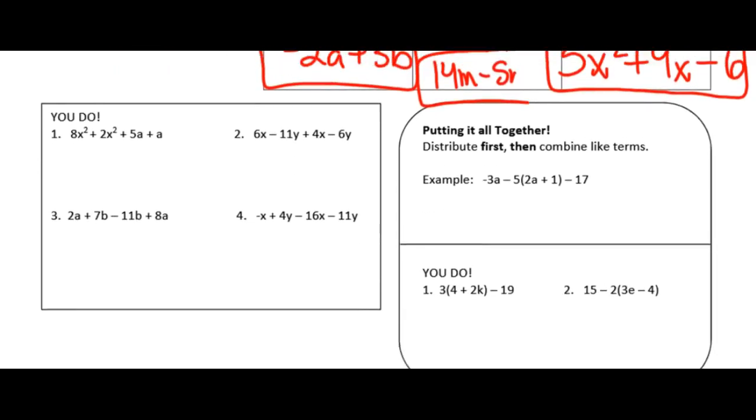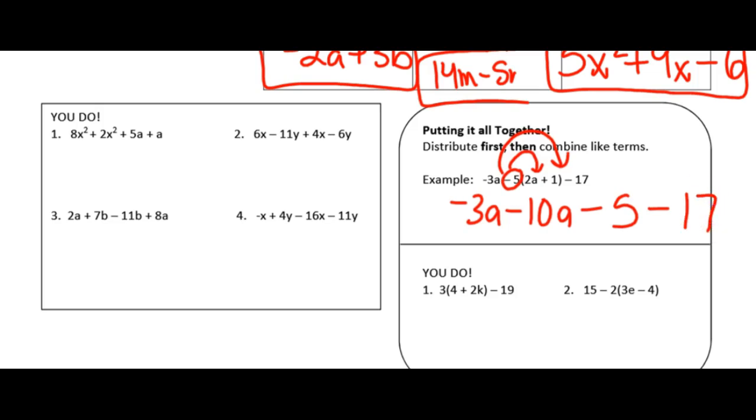So let's look at an example of putting it all together. So what does that mean? That means we're going to distribute and combine like terms. So we have one example before you get to some you-dos. So in this example, we're distributing that negative 5. So negative 3a. A negative 5 times 2a is going to be a negative 10a. And then a negative 5 times 1 is a negative 5. And we have that minus 17 at the end.